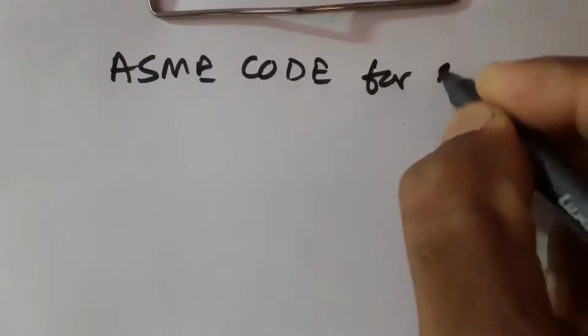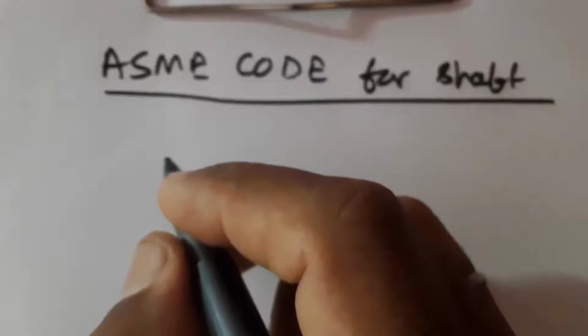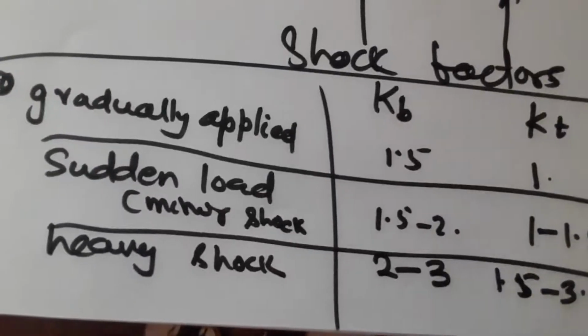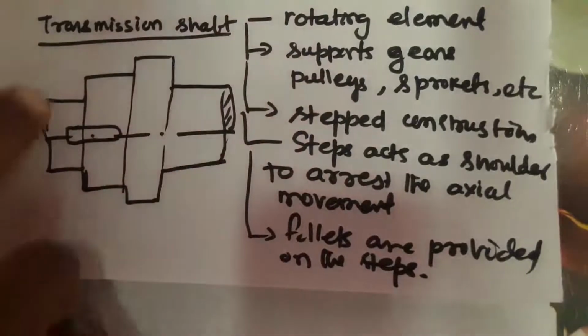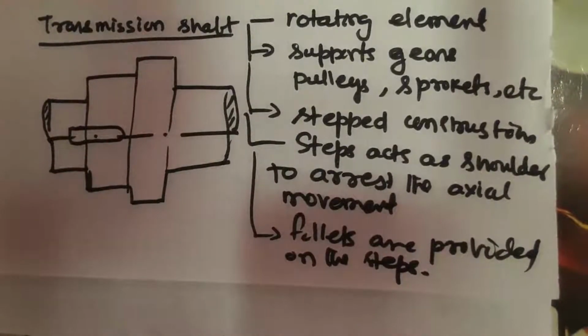the ASME code for shaft design. So let me talk about the transmission shaft. Transmission shaft usually refers to a rotating machine element, usually circular in cross section, and this shaft supports various transmission elements like gears, pulleys, sprockets, sleeves, and this shaft is mostly used for power transmission.